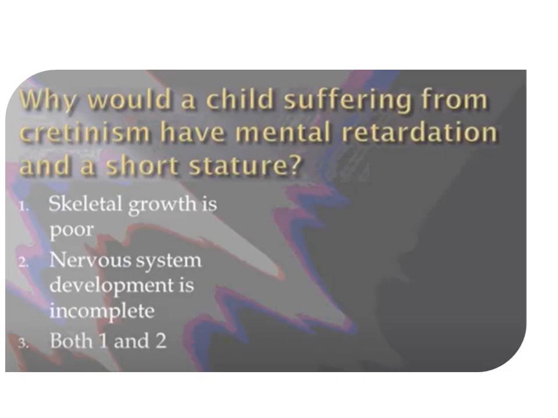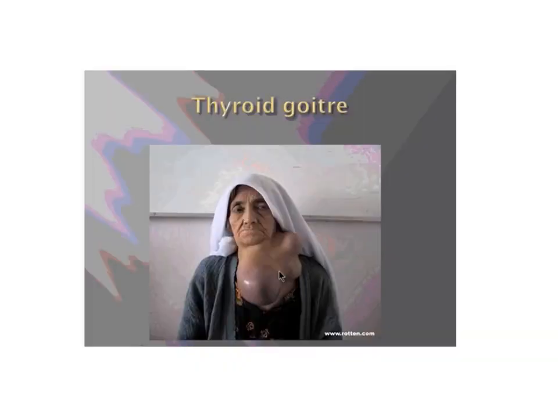Why would a child suffering from cretinism have mental retardation and short stature? Skeletal growth is poor, and nervous system development is incomplete. So both together give rise to the mental retardation and short stature. This is the goiter. The lady is suffering from goiter. You can see that because of the hyposecretion or hypersecretion, there is enlargement of the thyroid gland, which is endemic in certain areas of India.